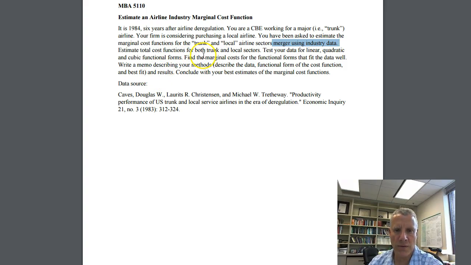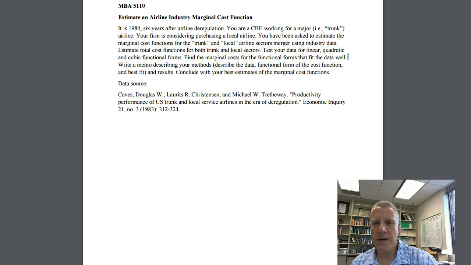I want you to estimate total cost functions for both trunk and local sectors of the airline industry, and test your data for linear, quadratic, and cubic functional forms. Then from those models, find the marginal cost functions for the functional forms that fit the data well. Then write a memo describing your methods and results. Your methods include a description of the data, the functional form of the cost function, and the best fit models. Then conclude your memo with your best estimates of the marginal cost functions.